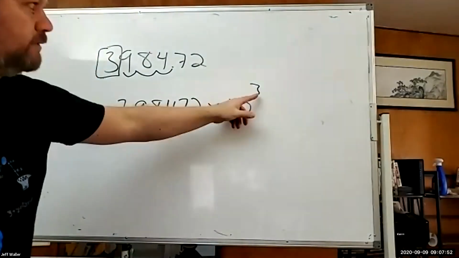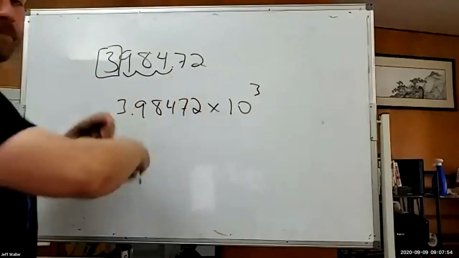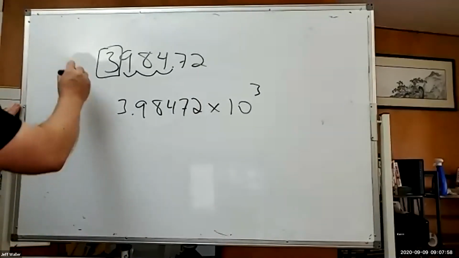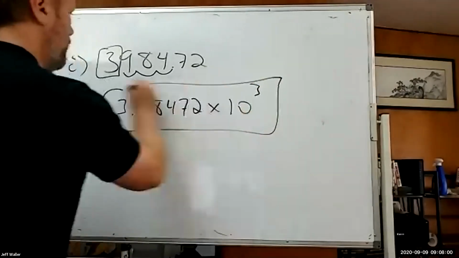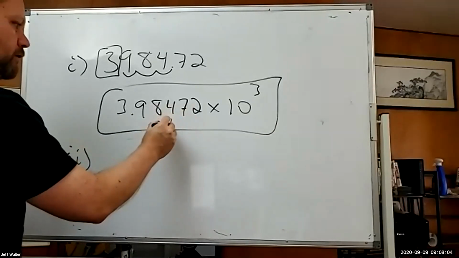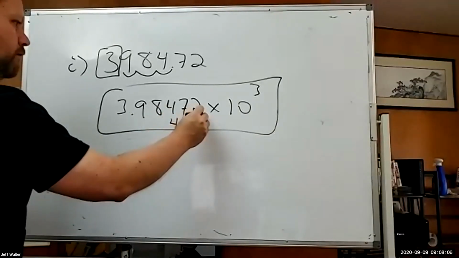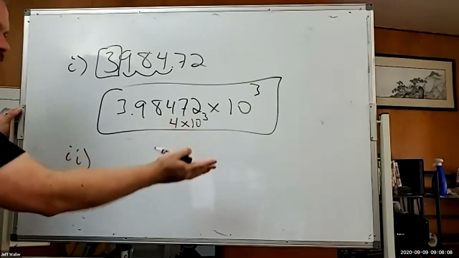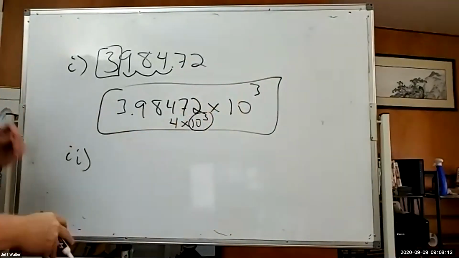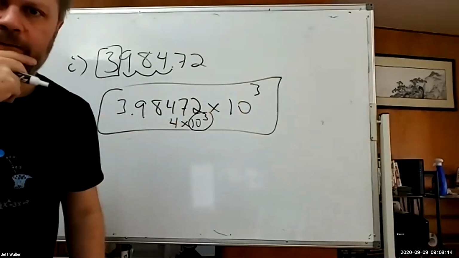It's positive because this number is bigger than 10. And by the way, normally we would take this and make it 4 times 10 to the third for most applications, because the most important part of the whole thing is the times 10 to the third.